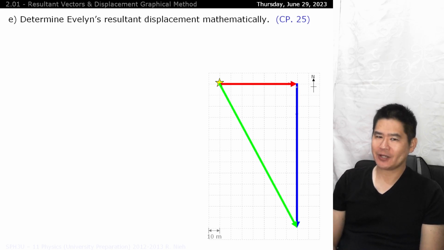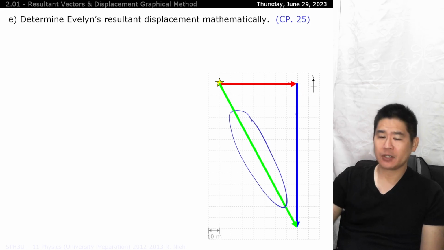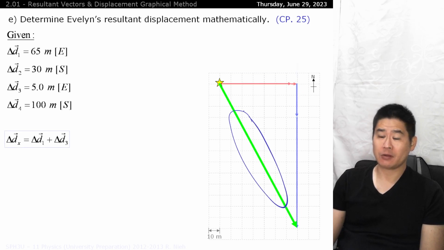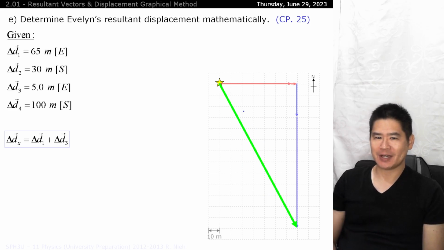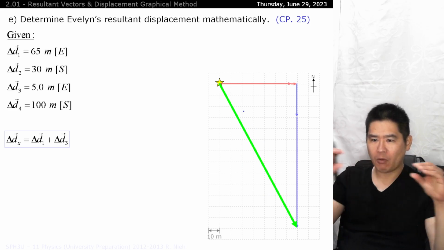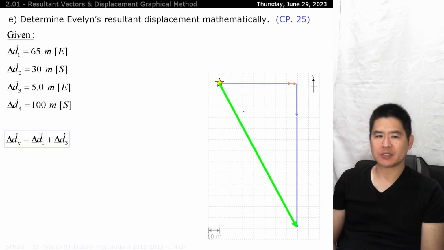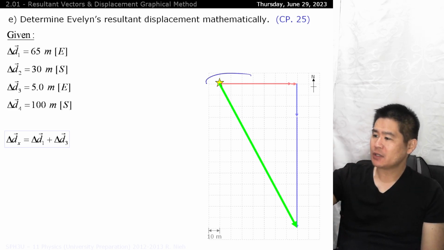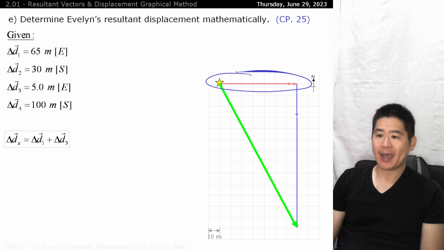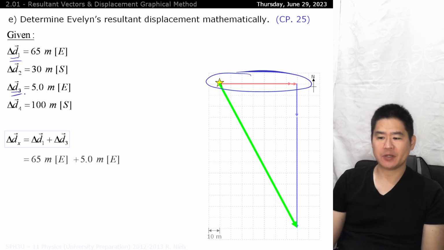Excellent. And with right angle triangles, we can pull out our skill sets from math, trigonometry, in solving the resultant displacement. You'll notice that this line over here, that is the hypotenuse of a right angle triangle. So therefore, we can start pulling out the Pythagorean theorem and solving this. Before we get to there, let's just do small steps at a time. Let's break everything down and add up everything horizontally together, and then add up all the vertical parts together as well. So the way how we arrive towards this red vector here is by adding vector 1 with vector number 3. So 65 meters east plus 5 meters east will give you 70 meters towards the east.